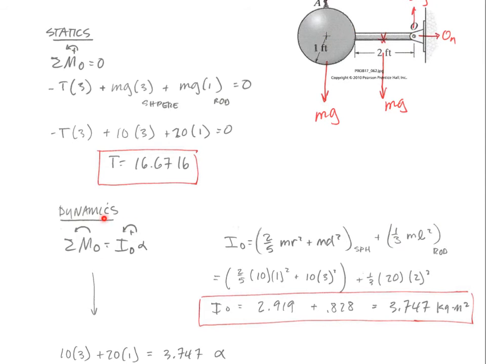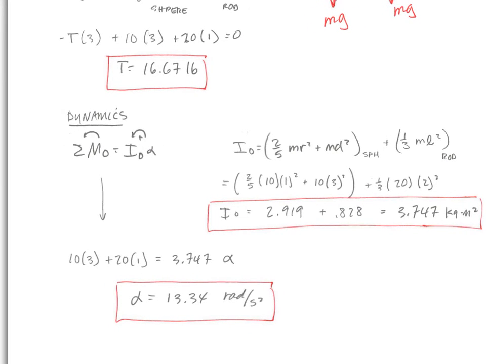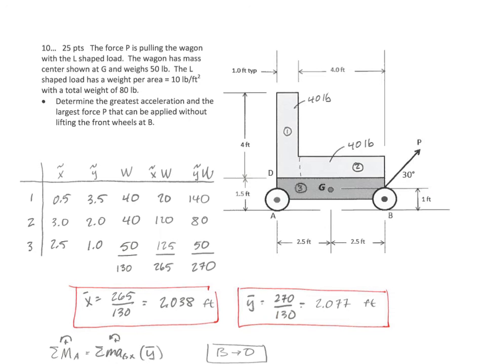Plugging that into our moment equation, and we get angular acceleration of 13.34. Then the last one was actually the most complicated, the most involved one anyway. And here what we're looking for is how much force can you pull on this thing before you start lifting up the front wheel. That's the main thing we're going for.